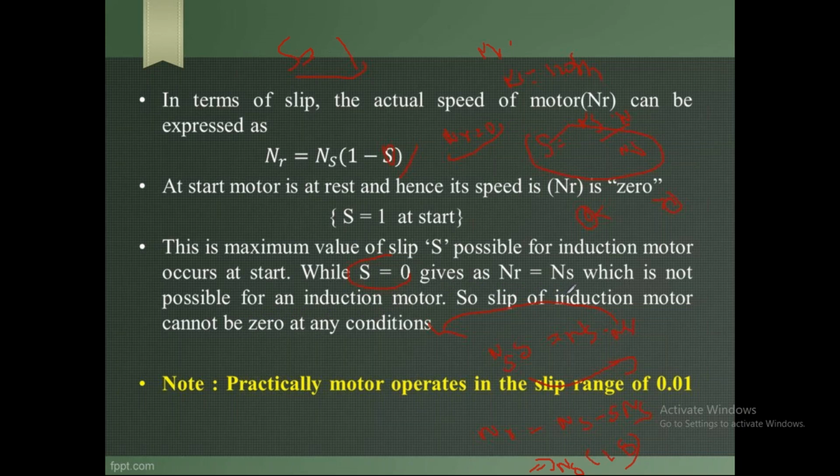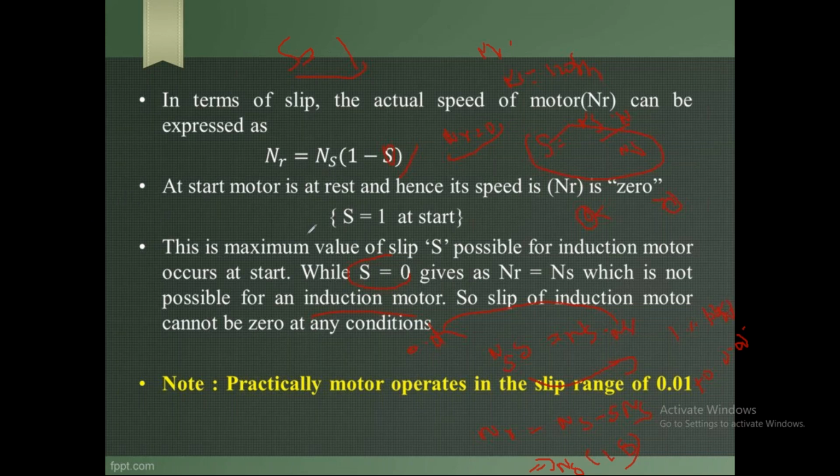So the slip of an induction motor cannot be 0 under any conditions. The minimum value of slip should be 0.01; it is never 0. If it is 0, then we can call it a synchronous motor, but in an induction motor that won't be possible. Practically, the motor operates in the slip range of 0.01 to 0.05, so we can represent it in percentages as 1% to 5%.